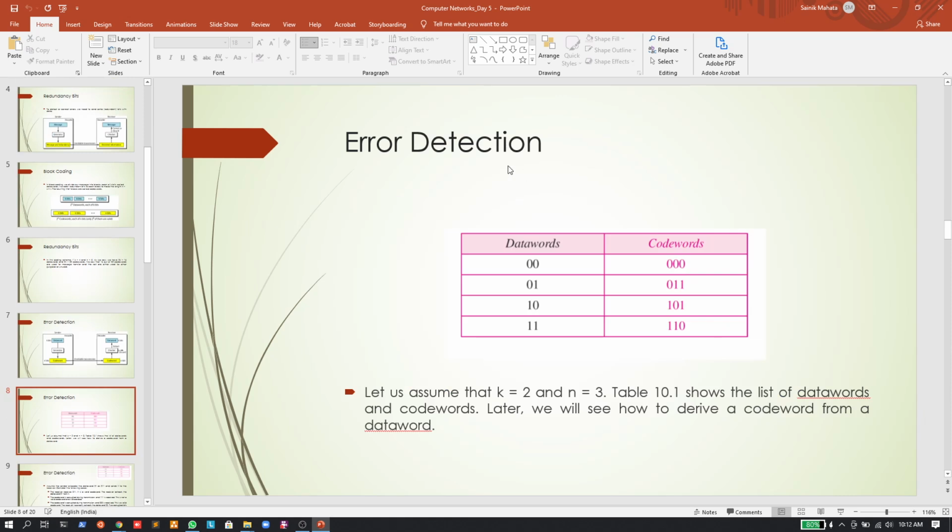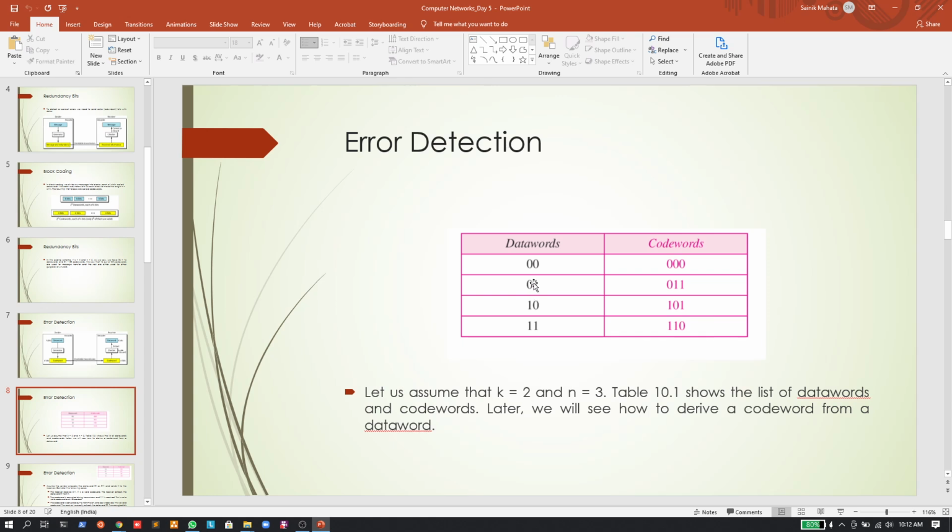suppose we have a data table like this, and these are the data words: 0 0, 0 1, 1 0 and 1 1. Suppose we are adding one redundant bit to each data word. If I add the redundant bits, this 0 0 will become 0 0 0, which means the last 0 is the redundant bit here. The 0 1 will become 0 1 1, which means 1 is the redundant bit here. This 1 0 will become 1 0 1, which means 1 is the redundant bit here. And this 1 1 will become 1 1 0, which means 0 is the redundant bit here. Okay, so again in this example, let us assume that k is equal to 2.